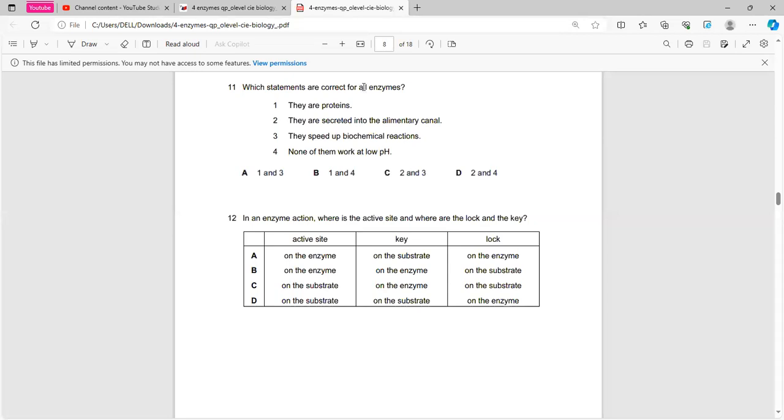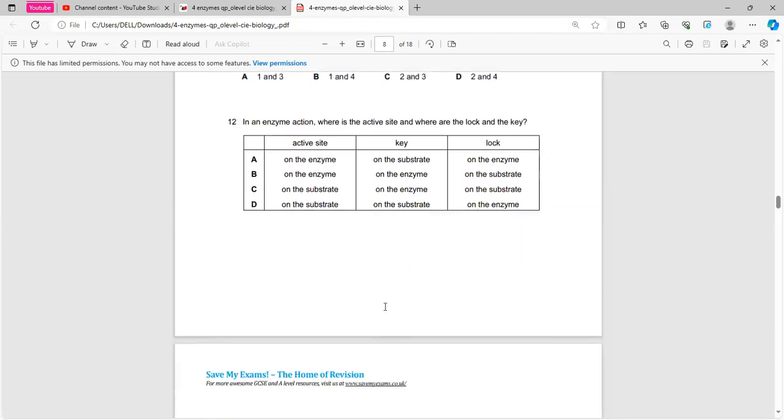We know that there are enzymes even in the oral cavity. There are enzymes secreted everywhere in the digestive system, and none of them work at low pH. However, we know that there are many enzymes which work at low pH. We just talked about pepsin, which breaks down proteins.